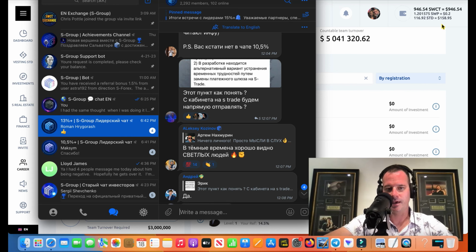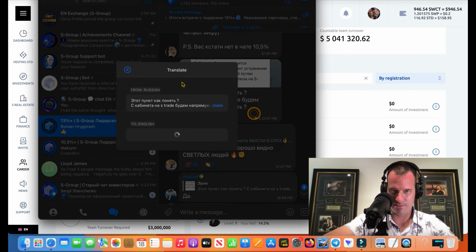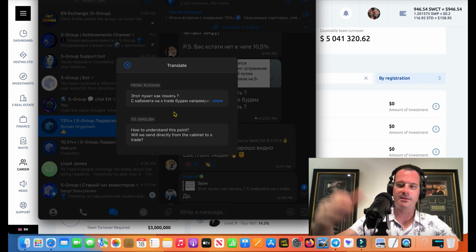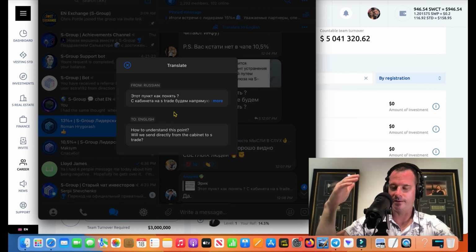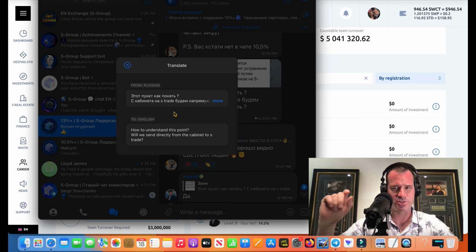Right. Okay. So, we'll use the translator here, guys. We'll get going and we'll do this. Okay. So basically that update, which you can see there, in English was just saying they're creating a gateway between S Group and S Trade. And I believe they did actually use the word gateway.